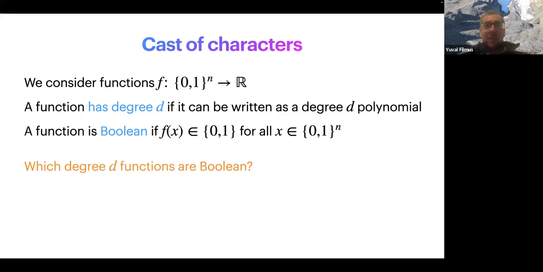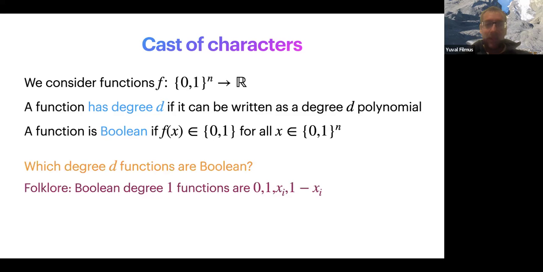And the question we are going to tackle is not this question, but let's start with this question. Which degree d functions are Boolean? It's not very hard to answer this question when d is equal to 1. Maybe I should have paused and asked, which Boolean degree 1 functions can you think of? But that's too late now. So there are the constant functions and the so-called dictators, x_i and 1 minus x_i. So this is an explicit list.